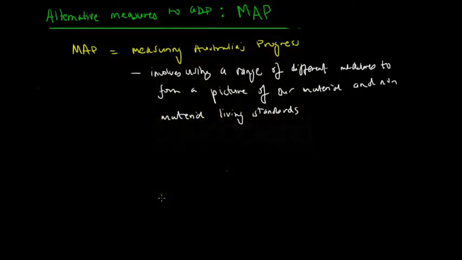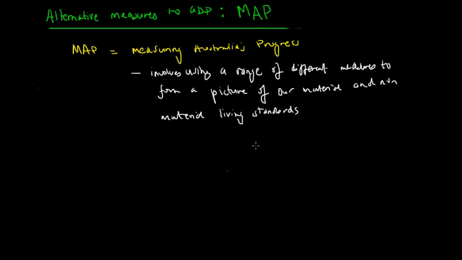So in the previous lectures we talked about GDP and GPI as being alternative measures of living standards. And we talked about how GDP was sometimes incomplete as a measure of living standards. So in this lecture we'll focus on another alternative measure to GDP, and that is the MAP, or Measuring Australia's Progress. What the MAP involves is that it uses a wide range of different measures to form a picture of the changing material and non-material living standards in an economy, namely the Australian economy.